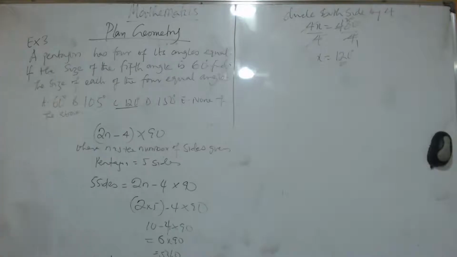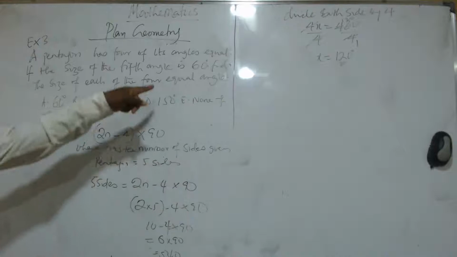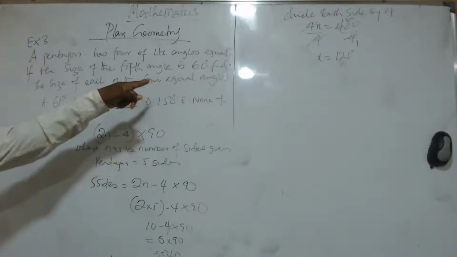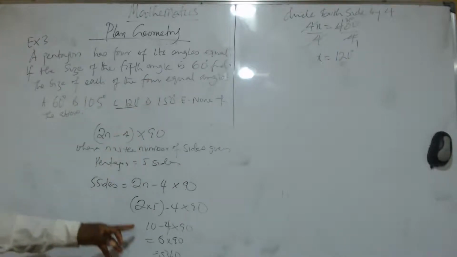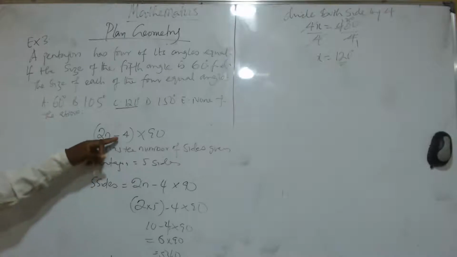Take note. You are not given the number of sides or the value of the angles of that regular polygon. You have to work it out yourself with this formula given to you.